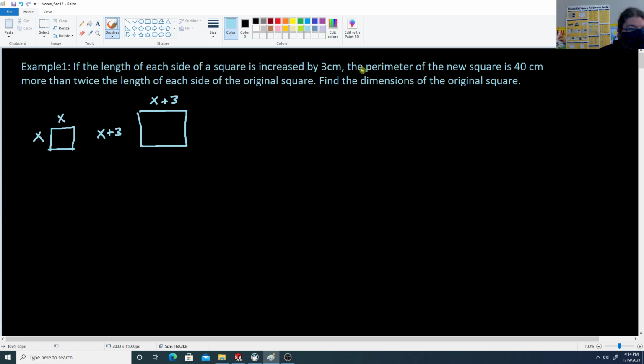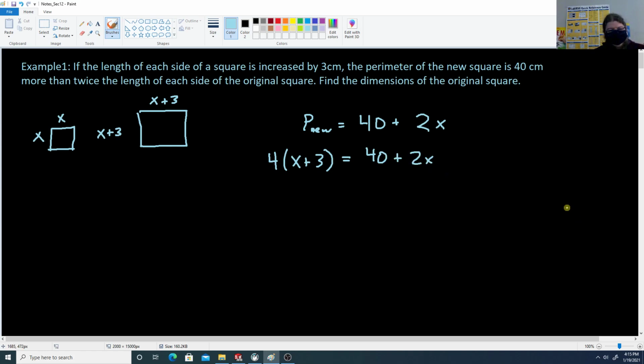Okay, so now we're going to use the perimeter of the new square. We'll say the perimeter of the new square is equal to 40 centimeters more than twice the length of each side of the original square. So our new square is x plus 3, x plus 3, x plus 3, x plus 3. So its perimeter would be 4 times x plus 3. So that'll equal 40 plus 2x.